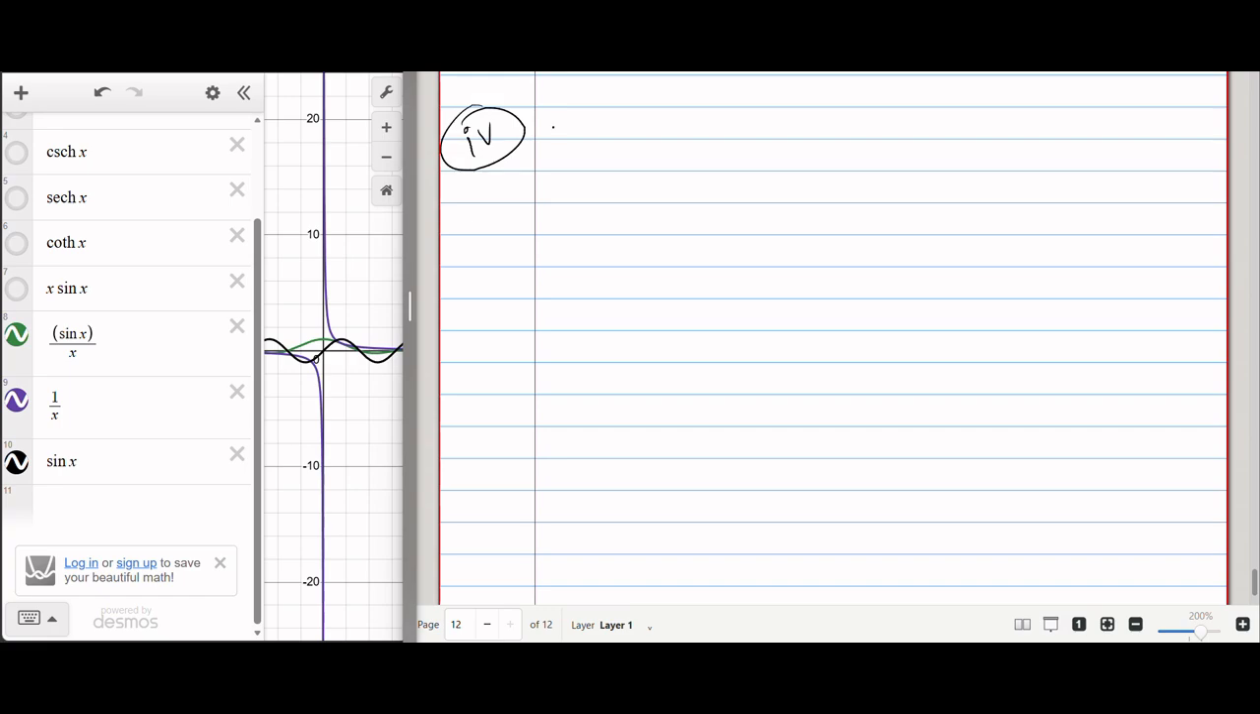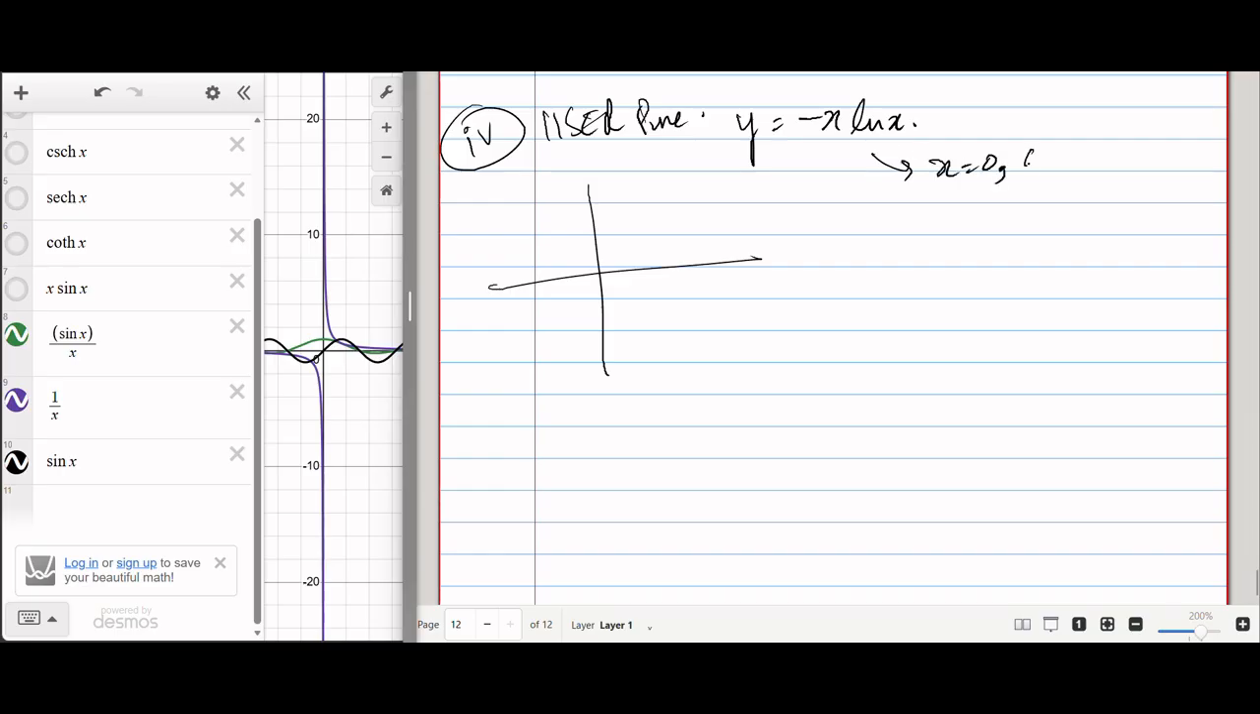This was asked in the IISER Pune interview. It's y equals minus x ln x. If I want to do this purely analytically, where are the zeros of the function? At x equals 0 and at x equals 1, because ln 1 is 0. So here and here. Since it's cutting the x-axis twice, there has to be a minima or a maxima. So we'll try to find the minima and the maxima.